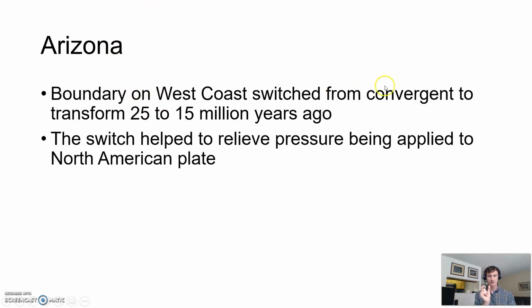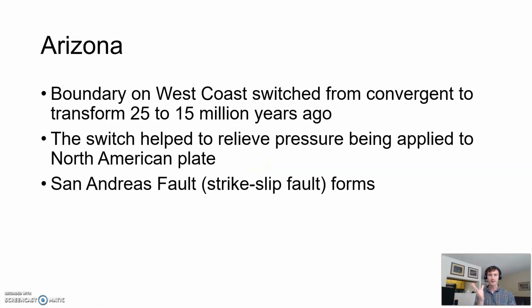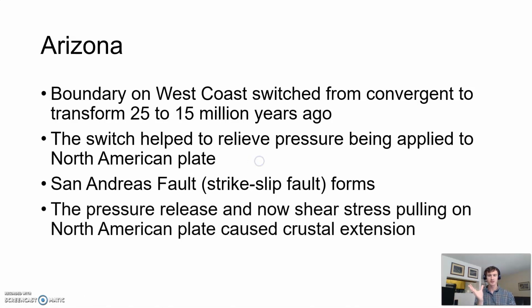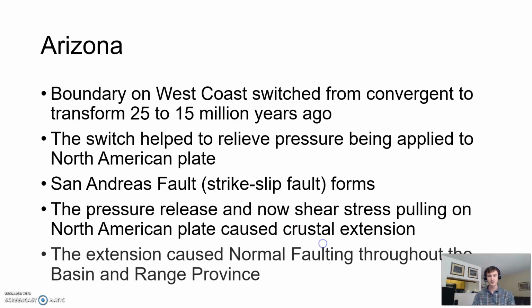And as we switched from convergent to transform, we relieved some pressure that was being applied to the North American plate. And once that pressure was released, we have the formation of the San Andreas fault as well as crustal extension, pulling the entire plate apart since we've released all of this pressure on it. And the result of all this is normal faulting throughout the western U.S., through the Basin and Range province.